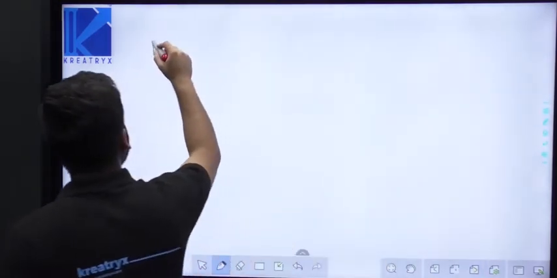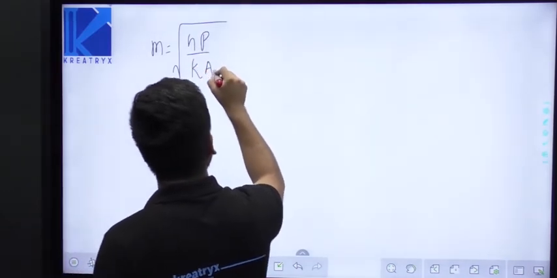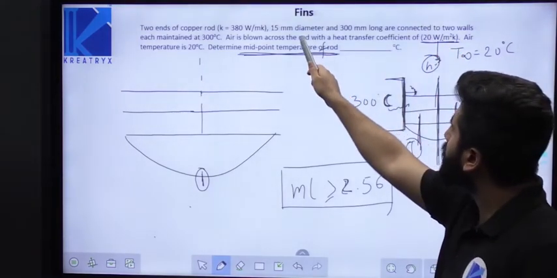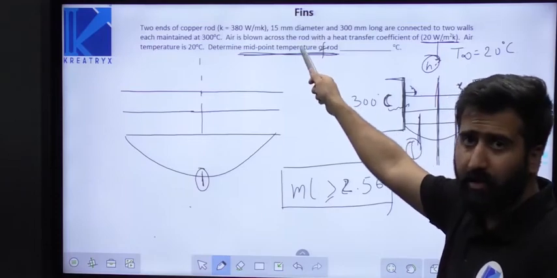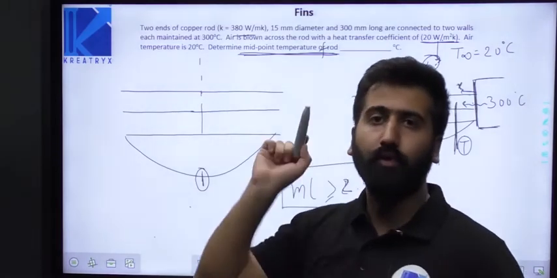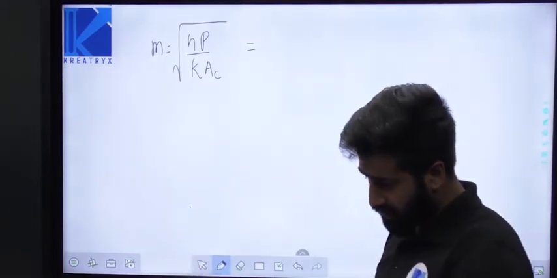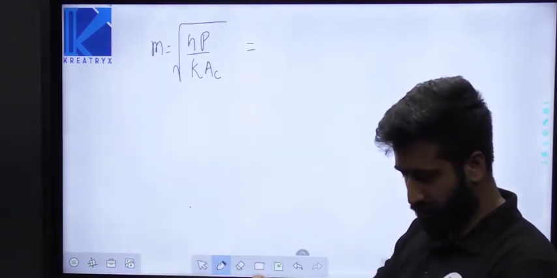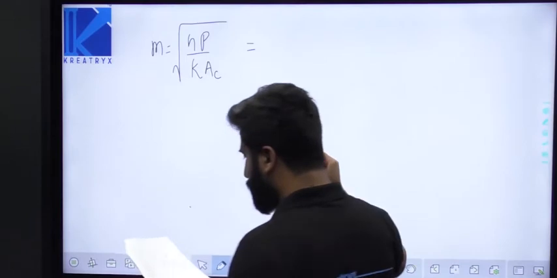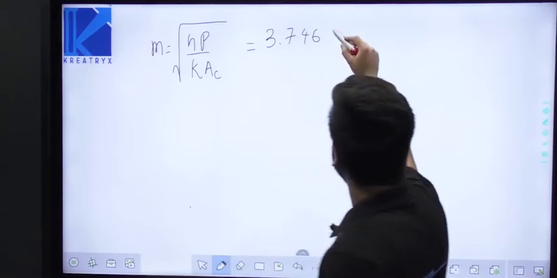M is equal to root of hP by kAc. h is given, P is given because the diameter is given, so P will be pi d. k is given and Ac is again pi by 4 d square. You can put all the values and get the value of m, which I'm directly writing as 3.746 per meter.